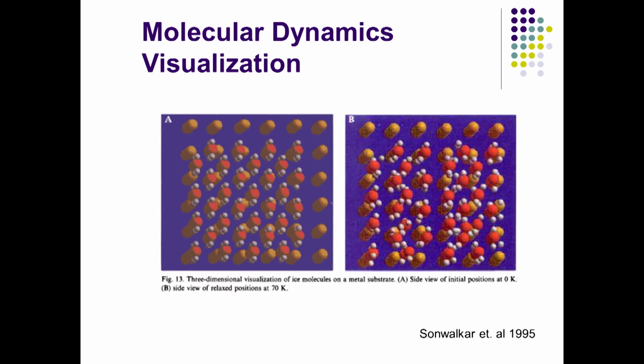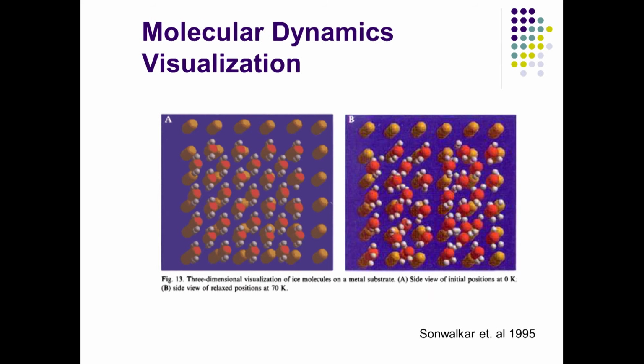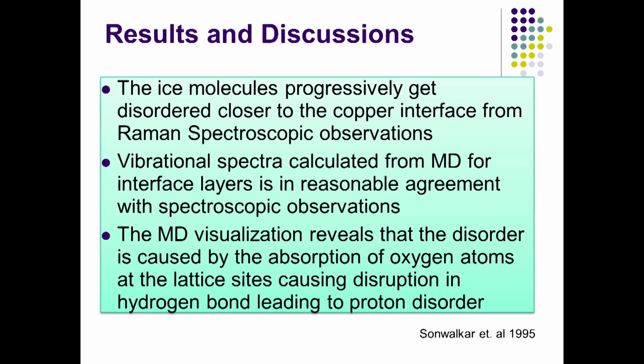We look at it in two different ways. One is the front view, and this is the top view. Now we want to look at what happened to the material as it moved around, and this is where we want to understand the adhesion. Why is this kind of behavior happening? In this investigation, what we found is that ice molecules progressively get disordered closer to the copper interface, from Raman spectroscopy observation.